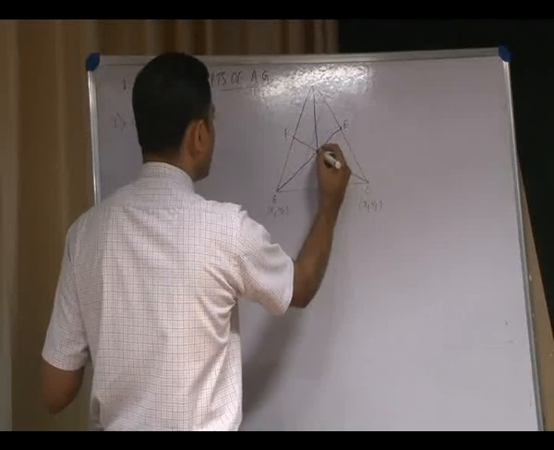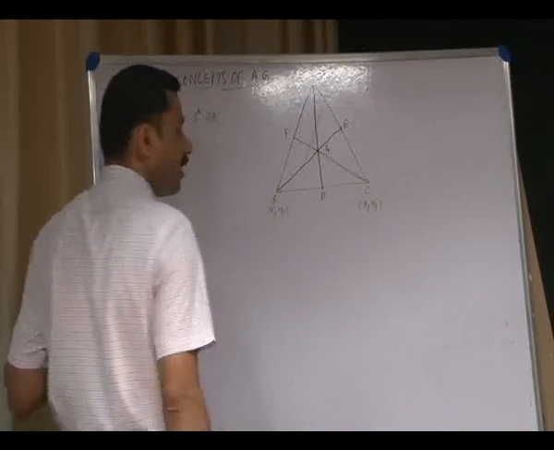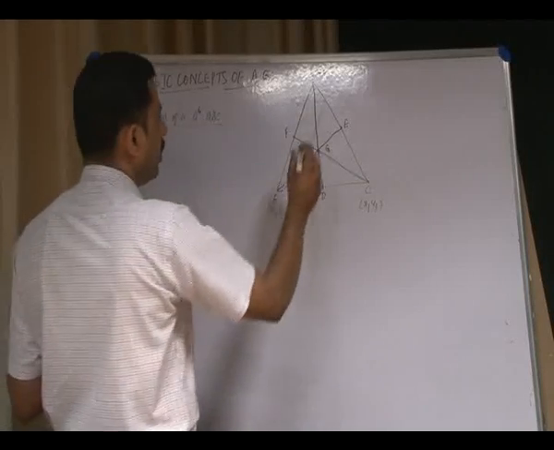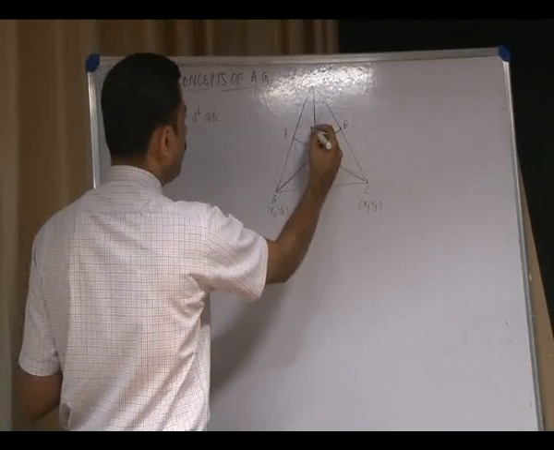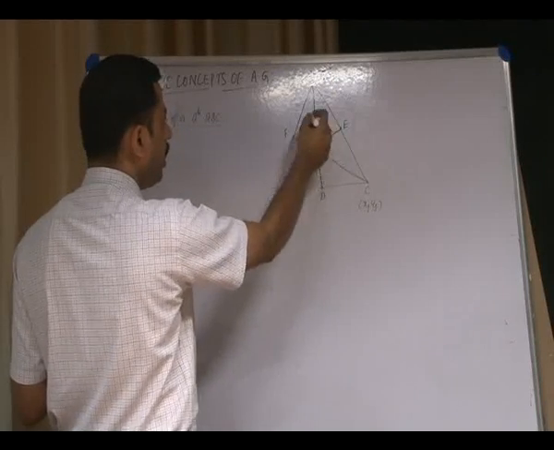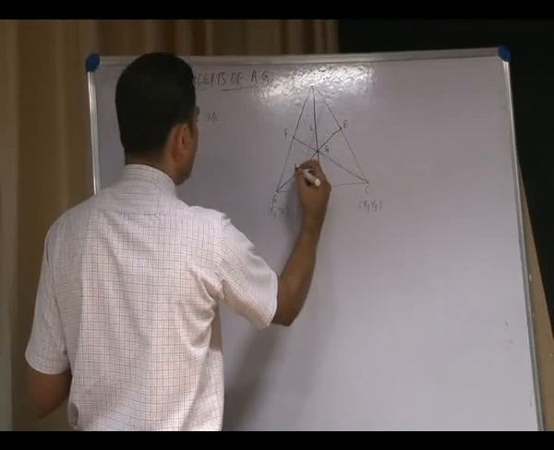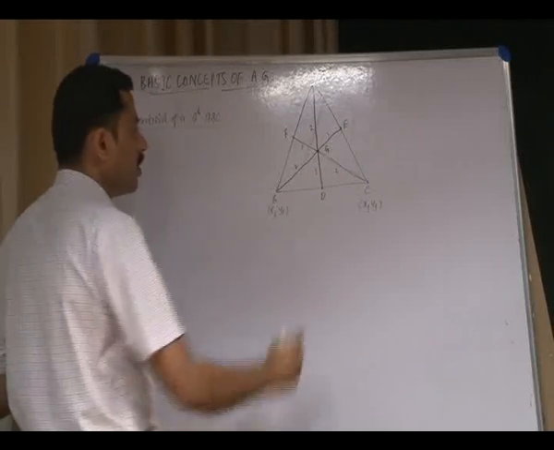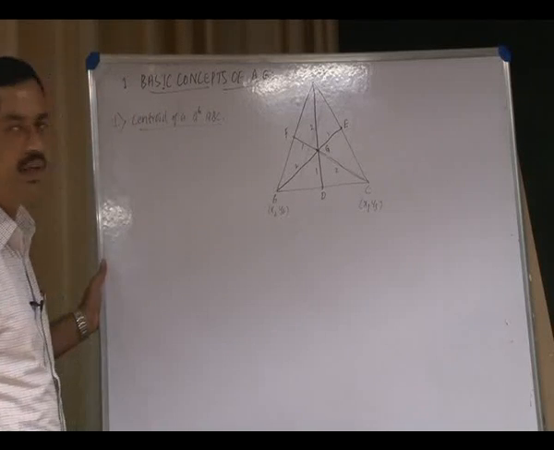So, all the medians intersect at a point and that point is called the centroid, represented as G, the centroid of the triangle. Always the centroid G of a triangle divides the medians in the ratio 2:1. That is, the median AD is divided by this point G in the ratio 2:1. Similarly, median BE is also divided in the ratio 2:1 and CF is also divided in the ratio 2:1. So, this point of intersection of the medians is called the centroid of a triangle.